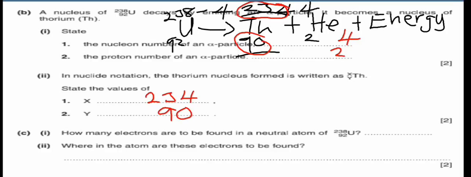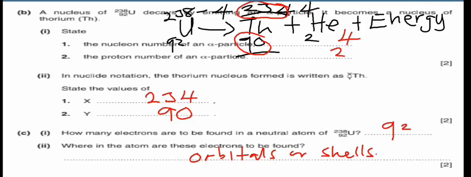Then as for C, Roman number 1, it is saying, how many electrons are to be found in a neutral atom of uranium-238? So as you can see here, the proton number is equal to the electron number. So the answer here is going to be 92. Then the last one, which is Roman number 2. Where in the atom are these electrons to be found? So these electrons are to be found in shells or orbitals. So we can say in orbitals, or we can say the shells. So that was the last one.